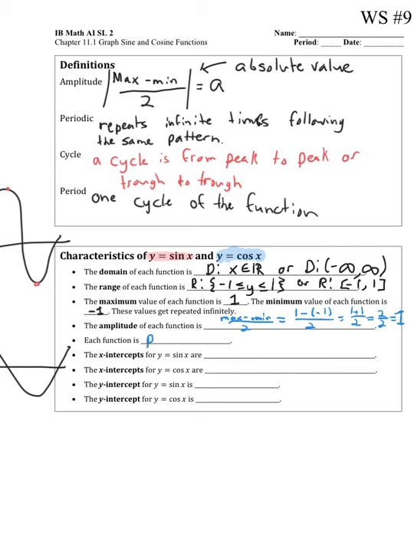Each function is periodic, which means it's going to repeat. It's cyclical. It'll just do the same thing over and over again from left to right, making that wave as it goes.